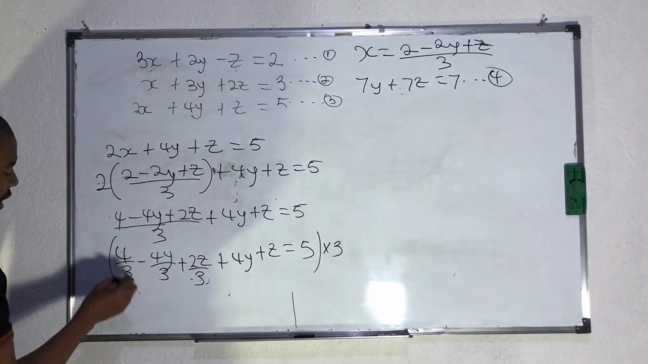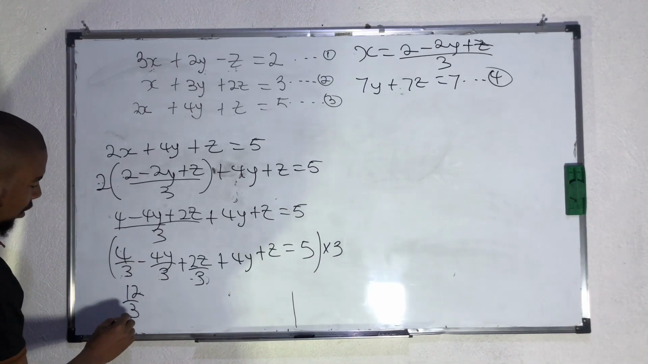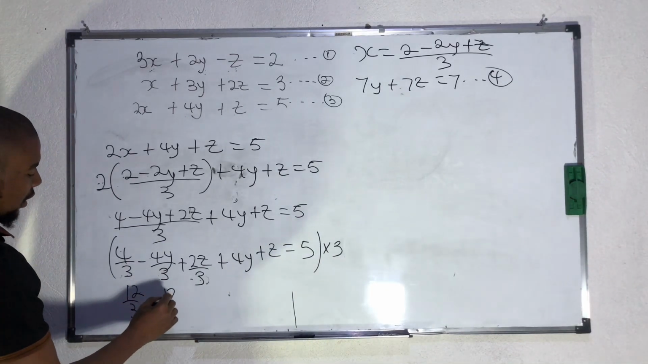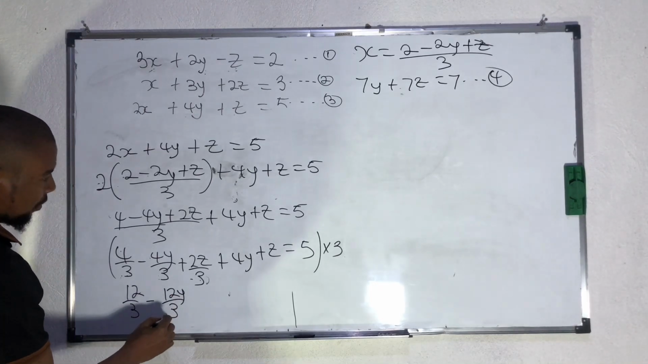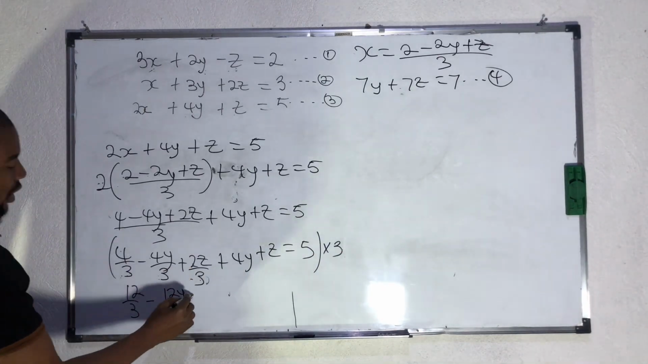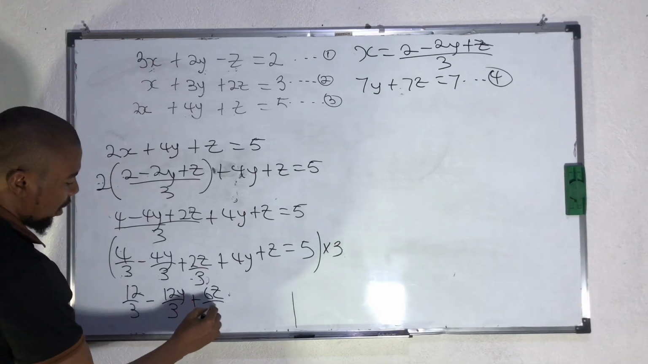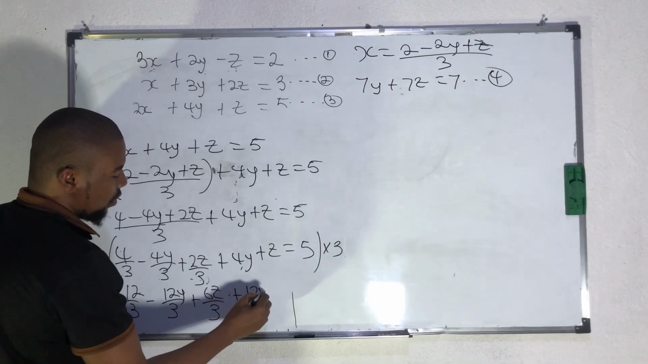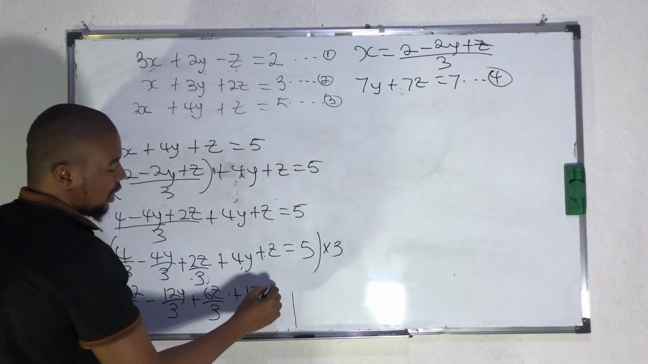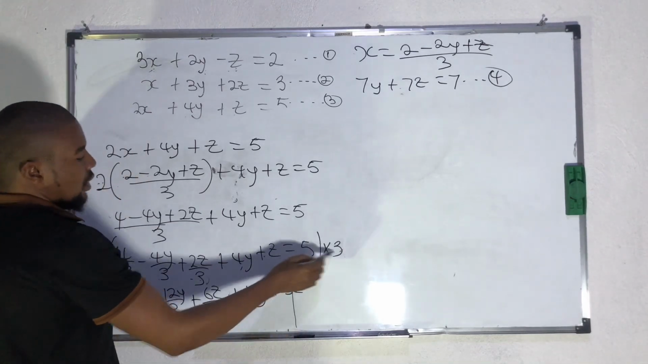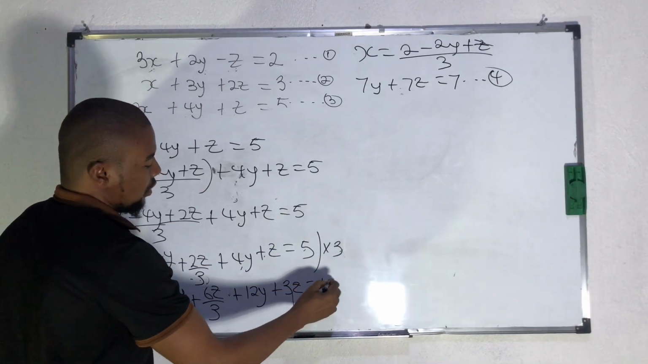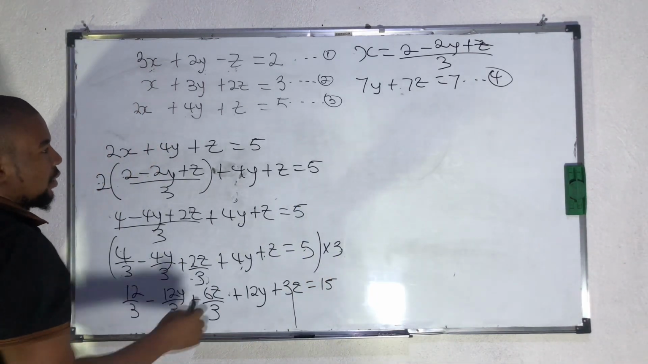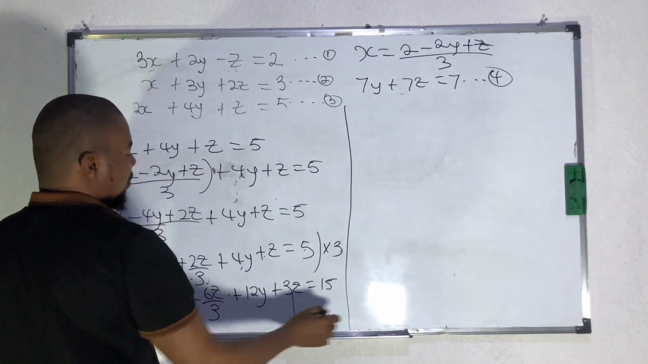3 times 4 will give you 12 over 3, minus 3 times negative 4y will give you negative 12y over 3. 3 times 2z will give you plus 6z over 3. And 3 times 4y will give you plus 12y. 3 times z will give you plus 3z. And then 3 times 5 will give you 15. Remember that the 3 which is outside multiplies everything in the brackets, not just the terms that have fractions.